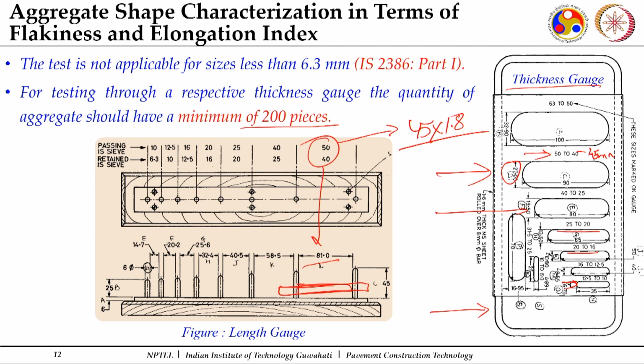So, I can make a count, for a given sample of 200 pieces, how many are elongated and how many are flaky, and then I take out the percentage. The weight of flaky particles divided by the total sample gives me the flakiness index. The weight of elongated particles divided by the total weight of initial aggregates gives me my elongation index.